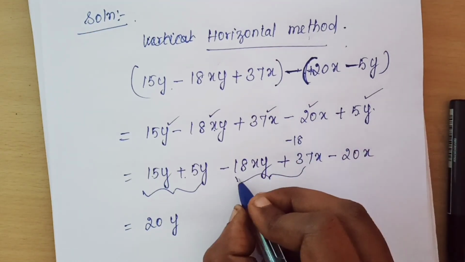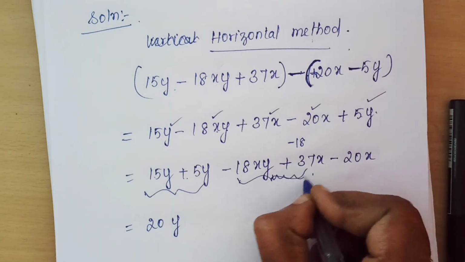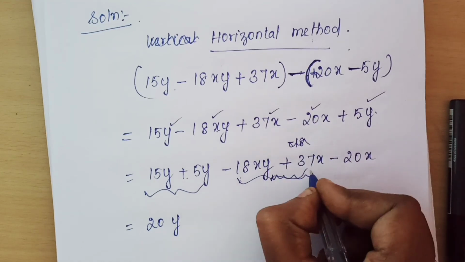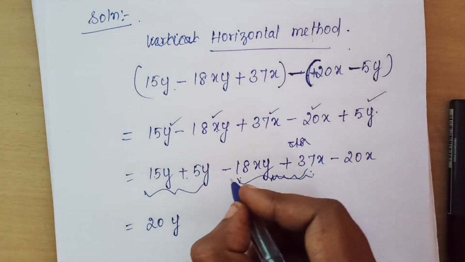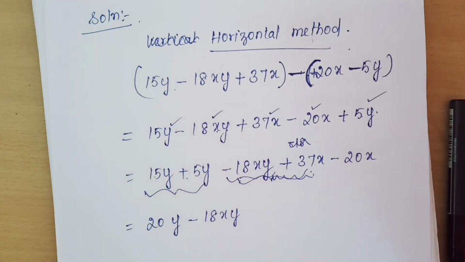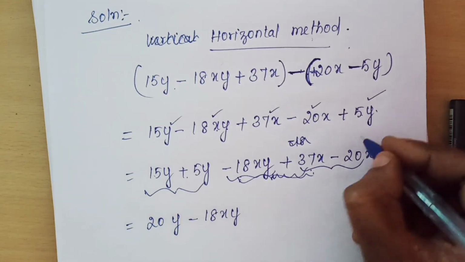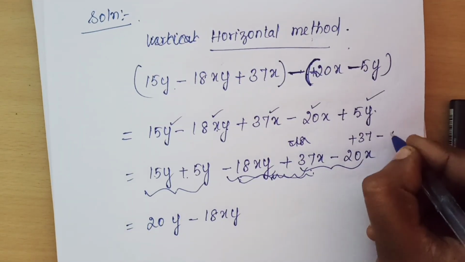Next, minus 18xy. Can you add these two terms? Tell me, can you add it? No. Why? Since they are unlike terms, only like terms can be added. So there is nothing to add, and you write the term as it is: minus 18xy.